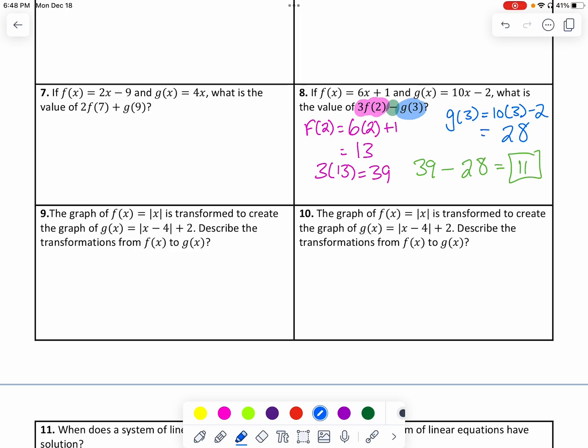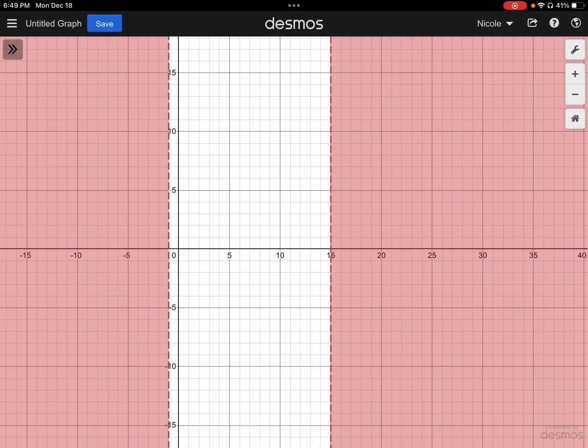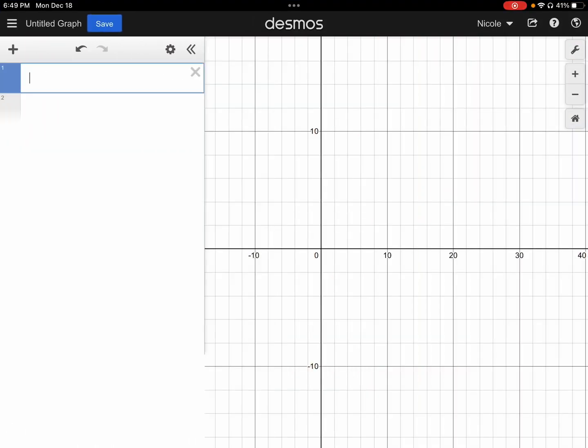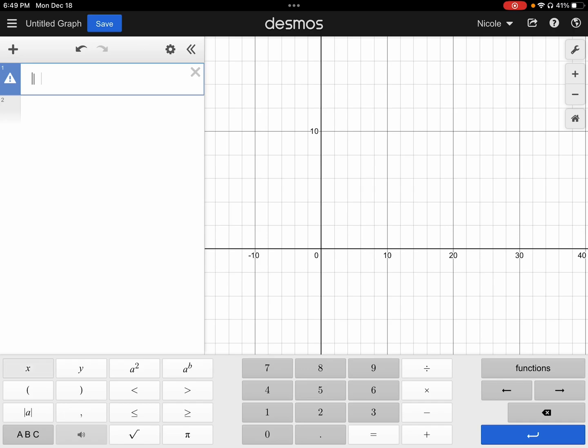So let's identify the transformation. So let's just identify the differences that we see between our absolute values. So I see a normal x here, and in my equation, I see this minus 4, and I see this plus 2. Okay, so I got to figure out what the heck those things do. One way of figuring that out is by graphing it. Okay, so I'm going to go ahead and graph this. I'm going to get out of my Desmos. I'm going to graph my parent function, which is absolute value of x.